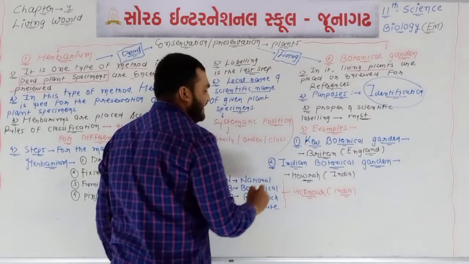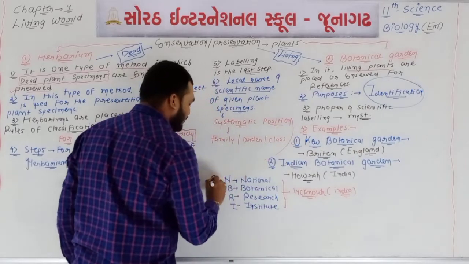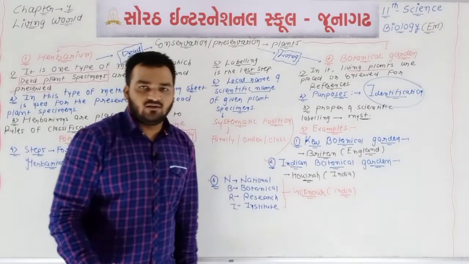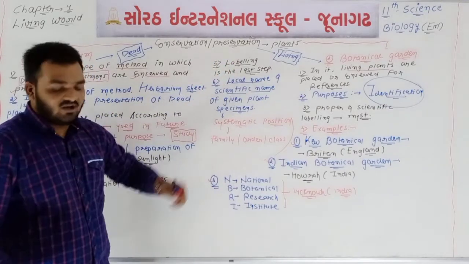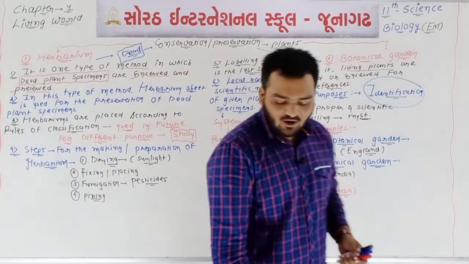So 3 names are there, and these 3 are MCQ, one-liner questions. You will write these 3 four or five times extra in homework. So the conservation or the preservation of plants is completed. We are going to revise this.